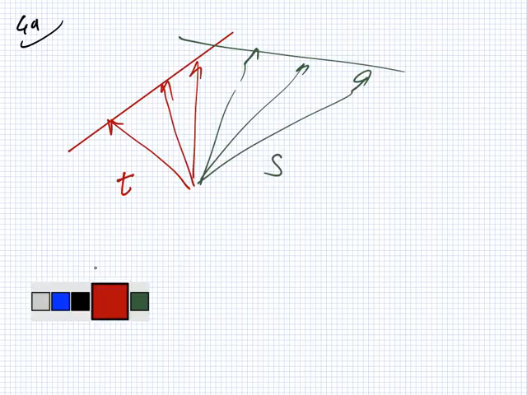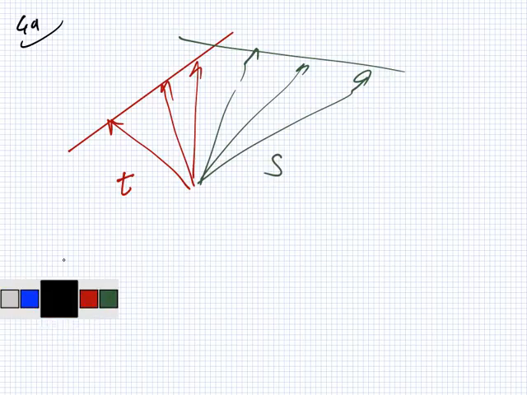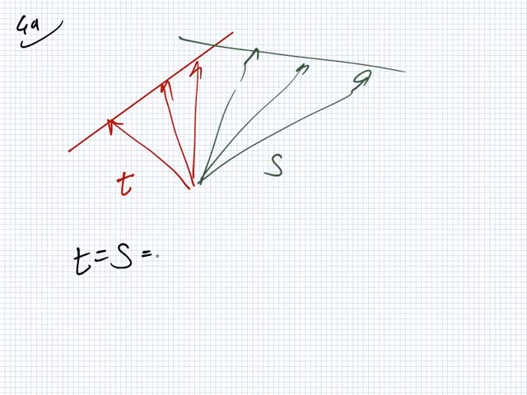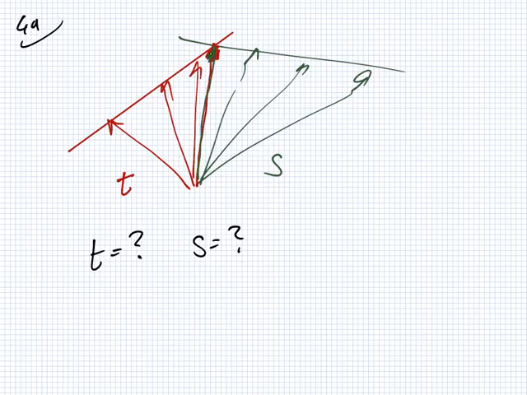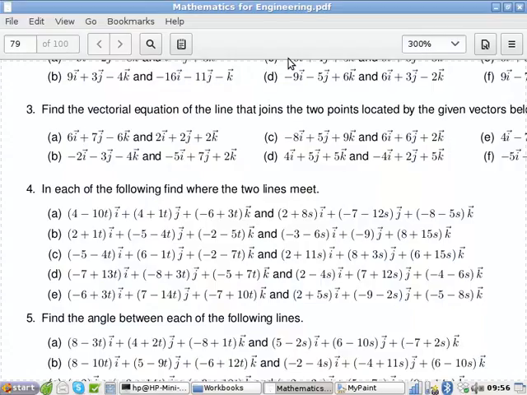But there's some value of T, and there's some value for S that makes both vectors point to the same point. So you can find a T and you can find an S that will make them both point to the same point. And I want to know, what is the T, what is the S, therefore what is this point? Any ideas on how we might be able to do that?